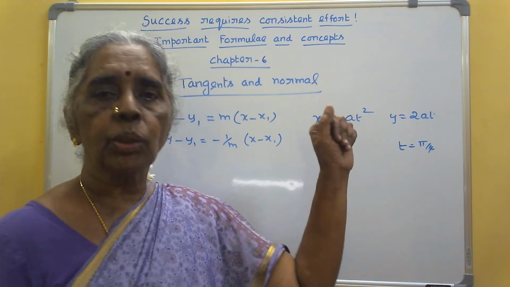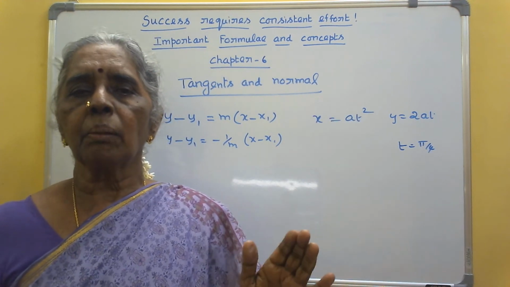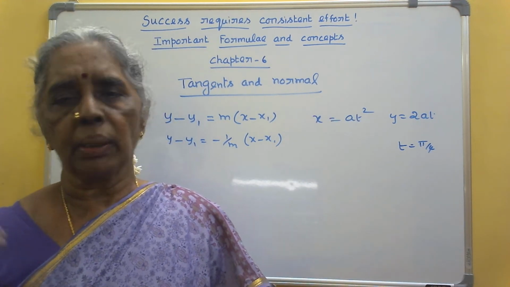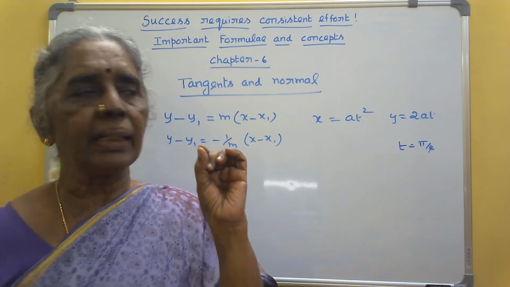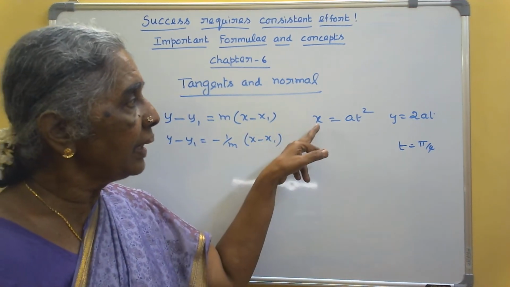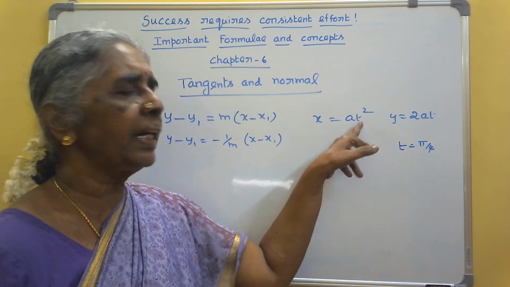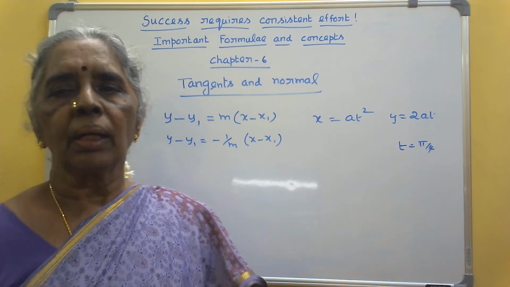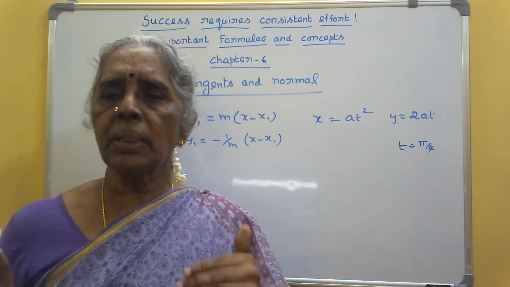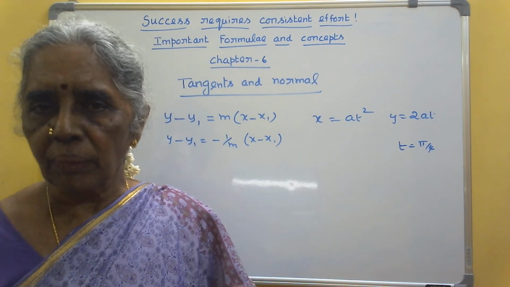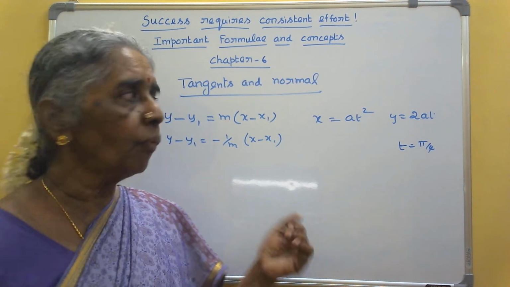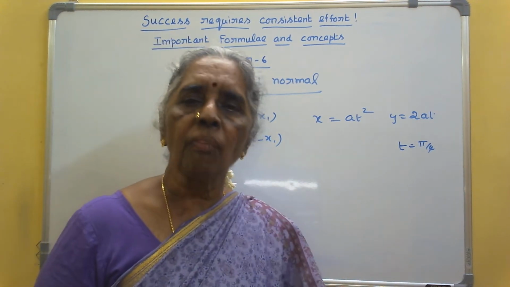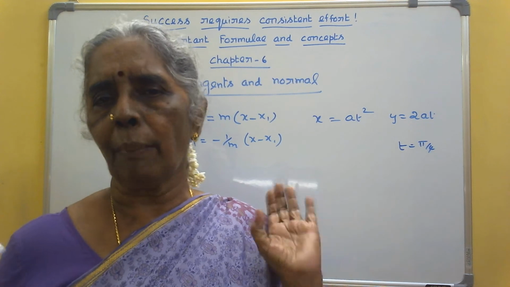Substitute t is equal to pi by 4. That becomes the slope, right? After that, you need x1, y1 in the formula. For that, in the x, you substitute t is equal to pi by 4. In y, you substitute t is equal to pi by 4. Then you will get x1 and y1, and then you find the equation of the tangent or normal.